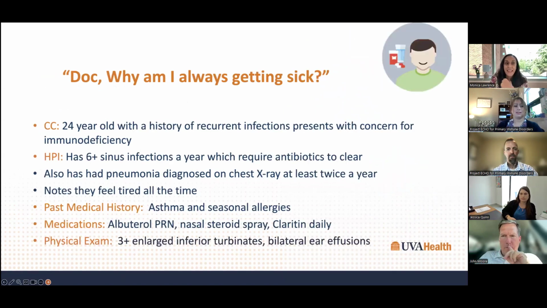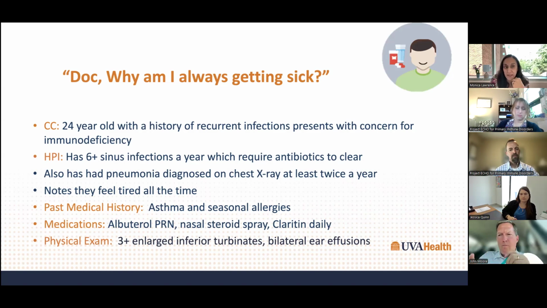So here's a case. This is the type of case that I see all the time. This is a patient that I saw very recently in the clinic as a referral. It's a 24-year-old coming in with recurrent infections, right? So why am I always getting sick? Is there something wrong with my immune system? When you take a history, the patient tells you they had 6 sinus infections a year. They always need antibiotics, and once they get antibiotics, they get better. They've had 2 pneumonias a year for most of their adult life.